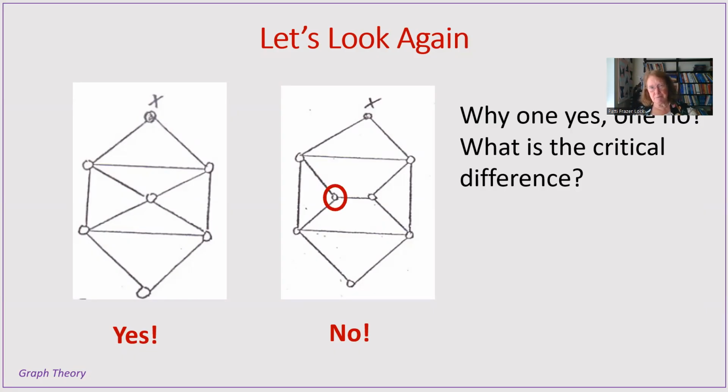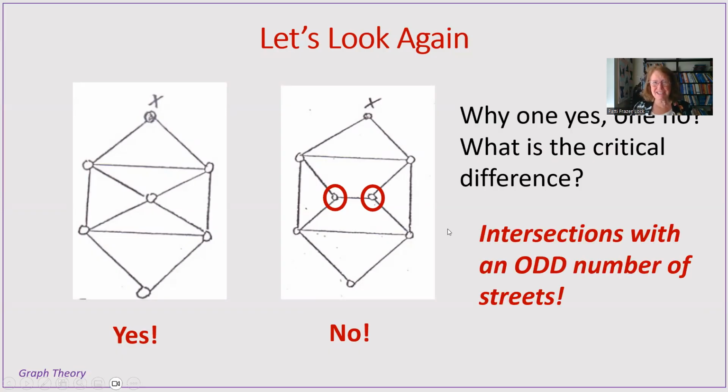If we look at this one where the answer was no, I just circled that one because that has 3 edges coming into it. So you might use 2 of them, but then when you go back in, you're stuck there, right? You can't get out again because there's not an exit road. Likewise, that dot right there has 3 edges coming into it. Those are odd. And in fact, intersections with an odd number of streets mean the answer has to be no.